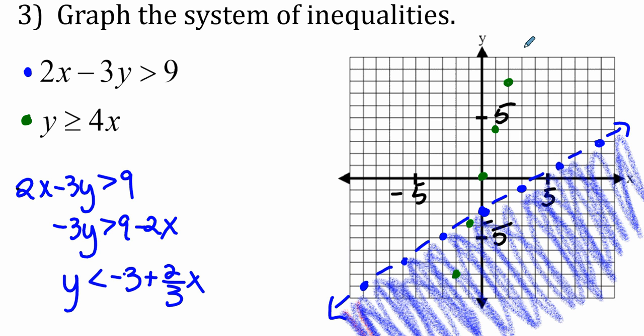Well, what kind of boundary line would we have? Look at the inequality symbol for your clue. We can see the equal to, so it would have to be solid. So we're going to connect those points with a solid line.